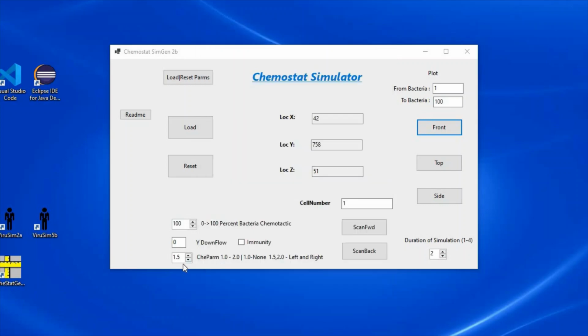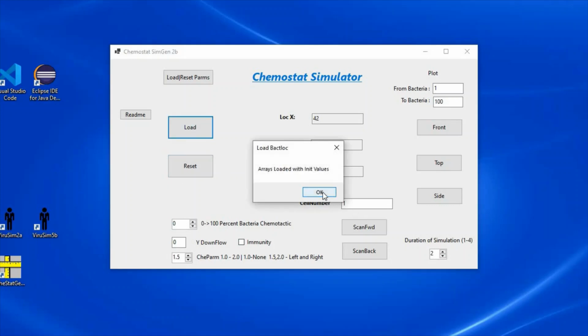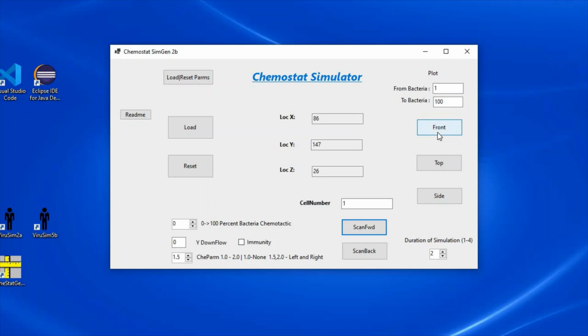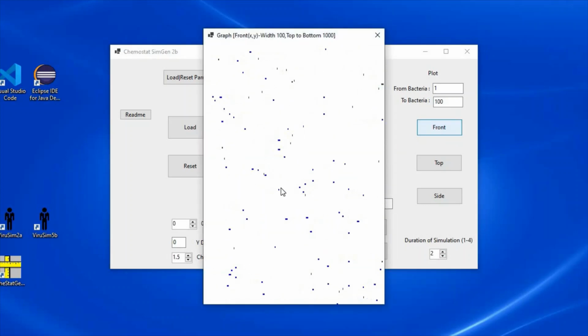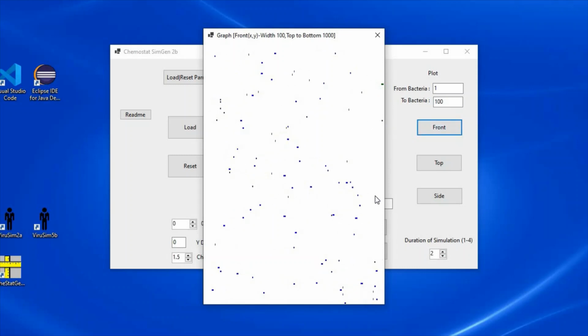Now let's make it so that there's no chemicals coming out for chemotaxis. Actually, we're going to leave it for chemotaxis, and we're going to make it so the bacteria are not chemotactic. So we'll go down to 0 here. So let's load it. Arrays are loaded. And now we go look through the front. And there you see they're non-chemotactic, so they're blue. And they also are not going to the edges of the chemostat. So that's another simulation. Very interesting.